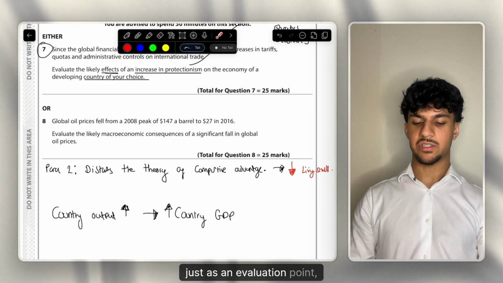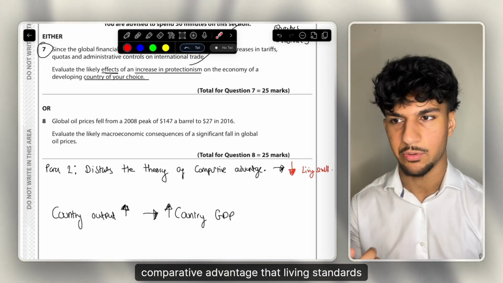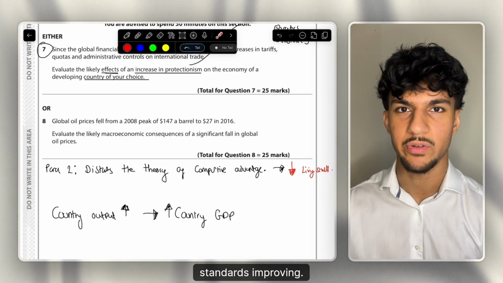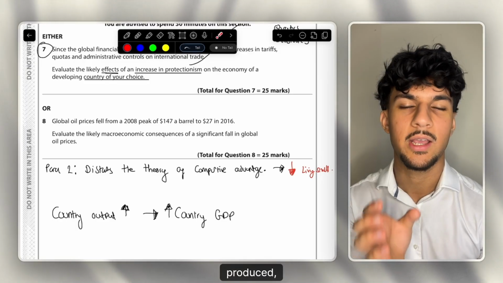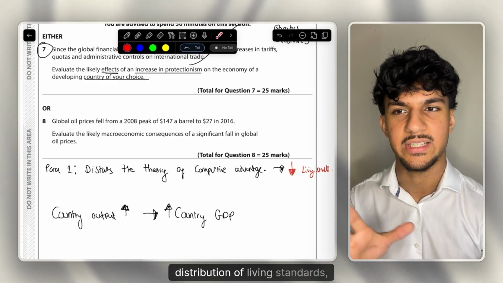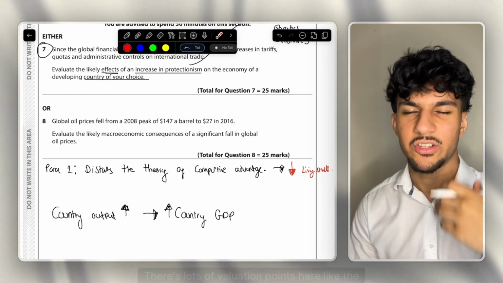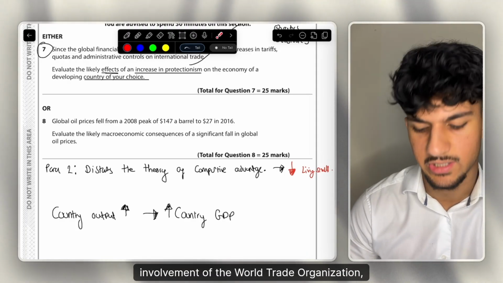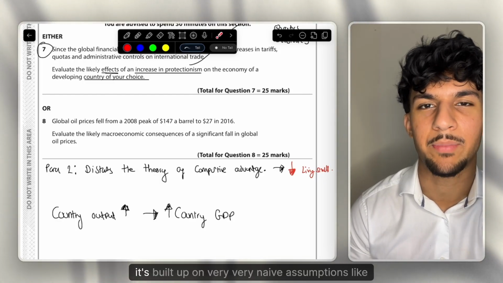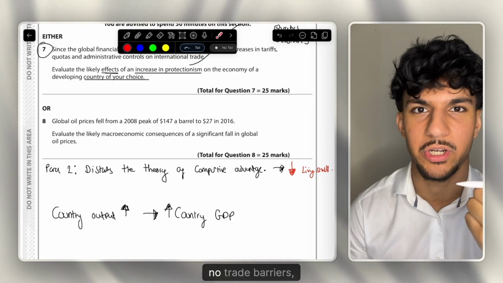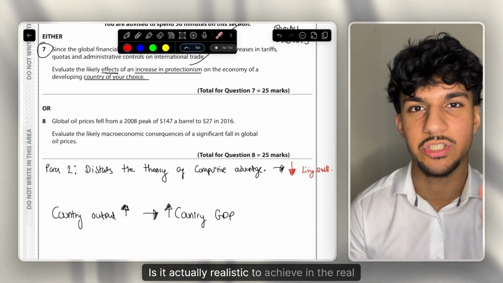But of course, straight away, just as an evaluation point, what pops into my mind is that we say with the theory of comparative advantage that living standards improve, but it depends on the distribution of living standards improving. In the capital cities where maybe the goods with comparative advantages are being produced, maybe they'll increase lots there, but then the rural areas may still be very much in poverty, very poor off. And there's lots of evaluation points here, like the involvement of the World Trade Organization, and the validity of the theory of comparative advantage itself, since it's built up on very naive assumptions like no trade barriers, no transport costs. Can that actually hold valid in the real world? Is it actually realistic to achieve in the real world?